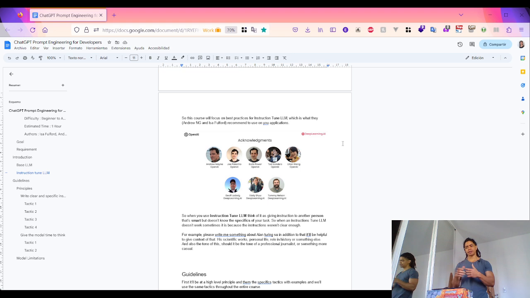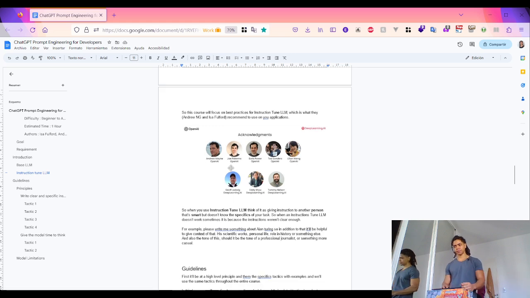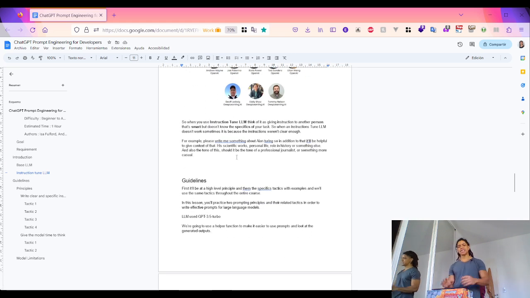So when an instruction to an LLM doesn't work, it is because the instruction wasn't clear enough. For example, when you ask about Alan Turing, it will be helpful to mention the context: what you want to know about him, his scientific works, his personal life, his role in history, or something else, as well as the tone, such as asking it to answer as a professional journalist or something more casual. So this is the introduction.